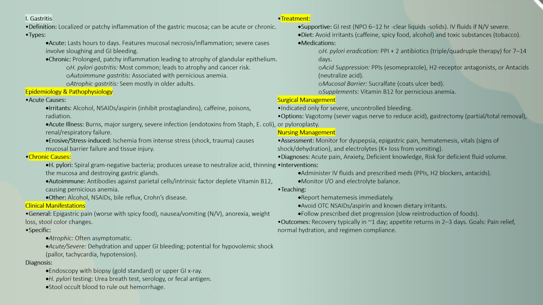Surgical management is rarely needed, only for severe hemorrhagic gastritis when other measures fail. Surgical options: vagotomy, partial or total gastrectomy, or pyloroplasty. Pyloroplasty, I have a nice picture in the key terms showing how it's done. The picture, I think it's very nice.